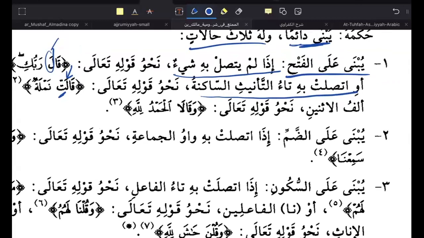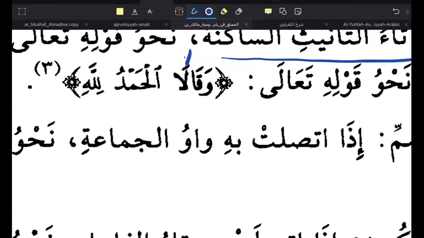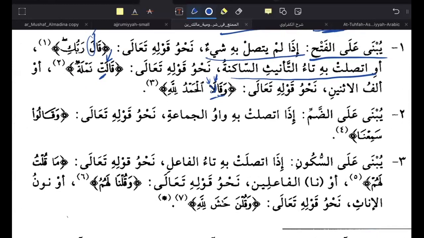أو ألف الاثنين, or the alif of the dual. نحو قوله تعالى وقال. So you see, you have the lam and you have the alif. This alif is for the dual, but this qala, the lam, that is part of the verb qala, you can see it is fatha. So this is how you will go into all of them.